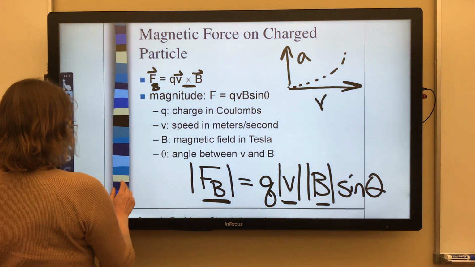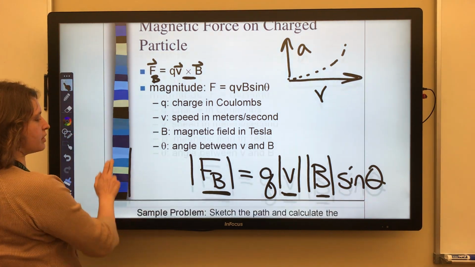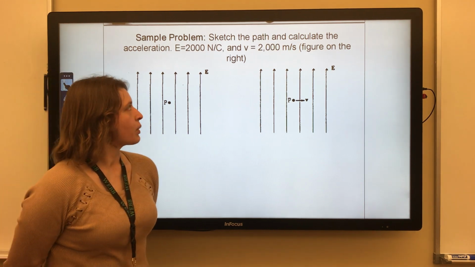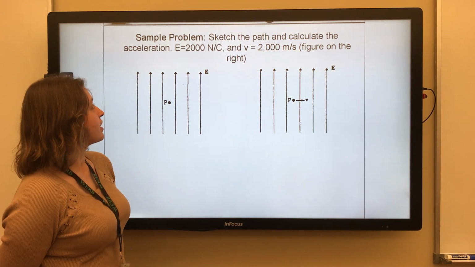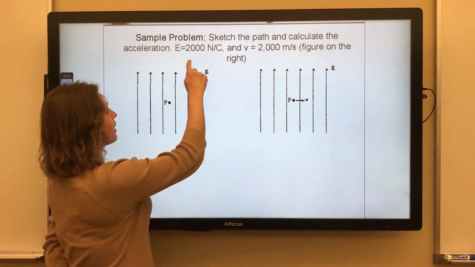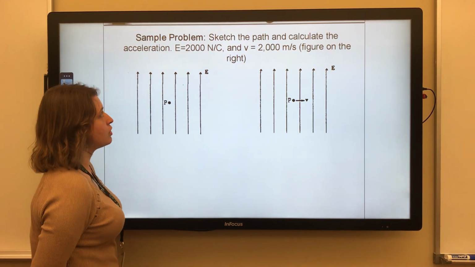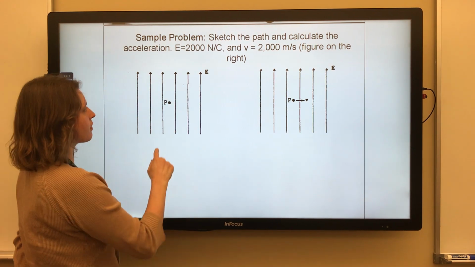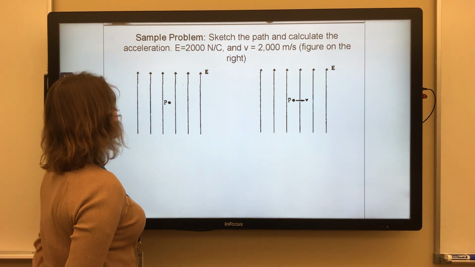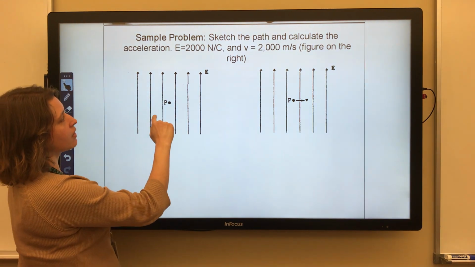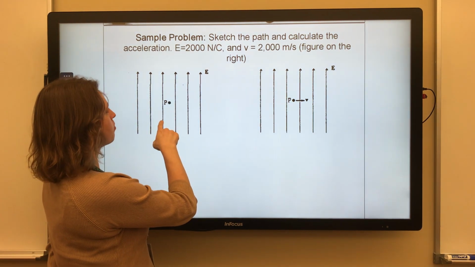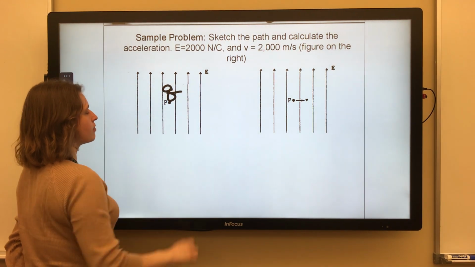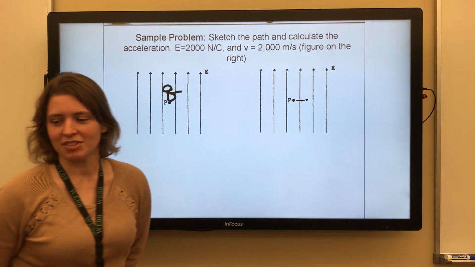All right. So let's look at some examples. First problem: we're going to sketch the path and calculate the acceleration. The first thing we have is E equals 2,000 newtons per coulomb. So I've got an electric field here, and I've got a velocity for the particle. So here I've got an electric field, I've got a charged particle. Let's say it has charge Q, just because that's easy.